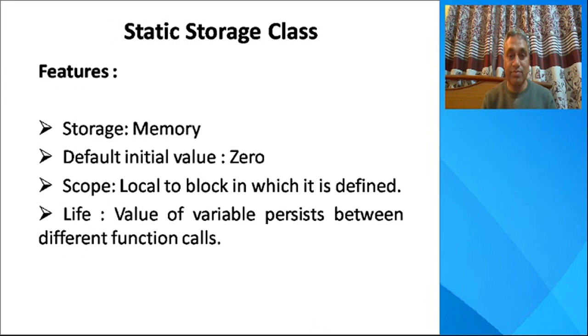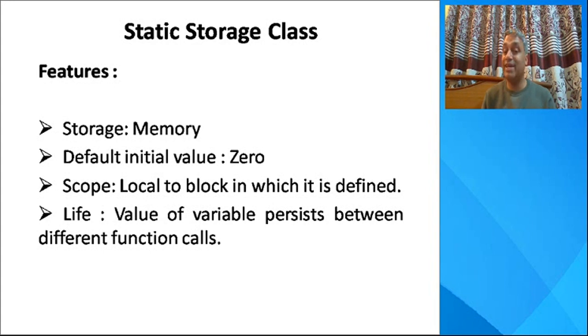After this, I'm coming to the third category of the storage classes, that is static storage class. In static storage class, the variable is stored in the memory. The default initial value is 0. Now here is the difference between the automatic, register and static storage classes. In both the automatic and register storage class, the default initial value was the garbage value, but in static storage class the default initial value is 0.